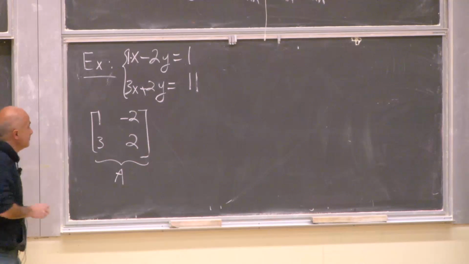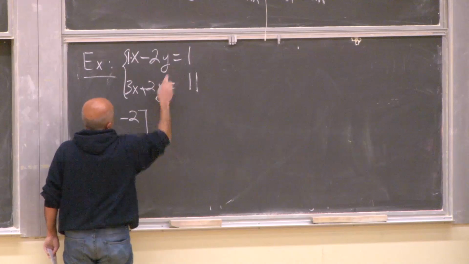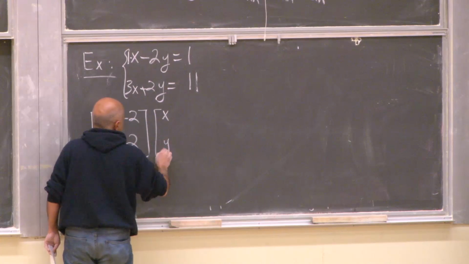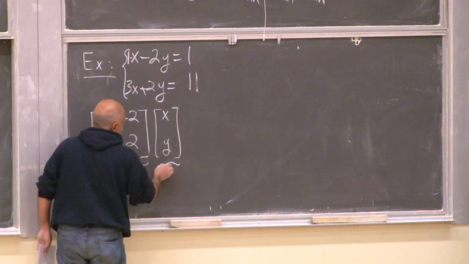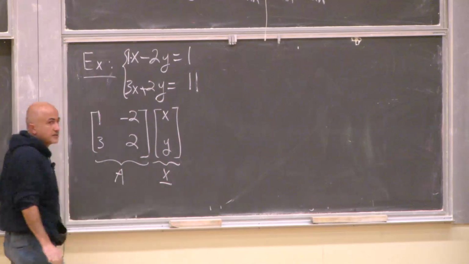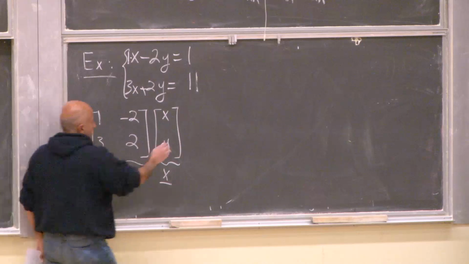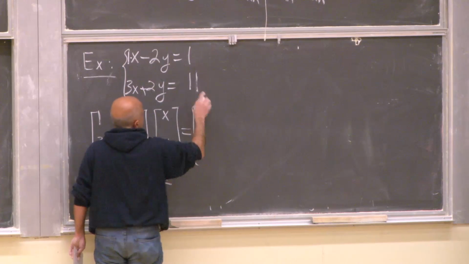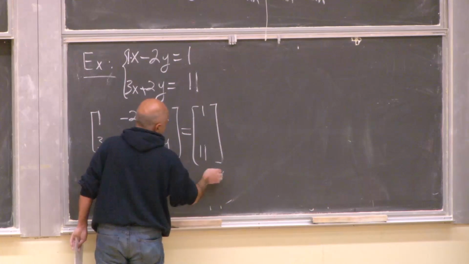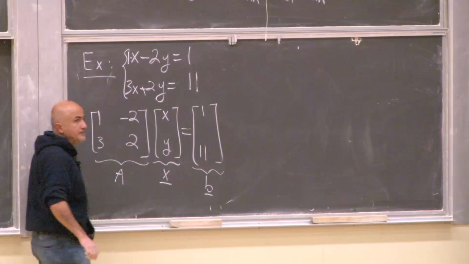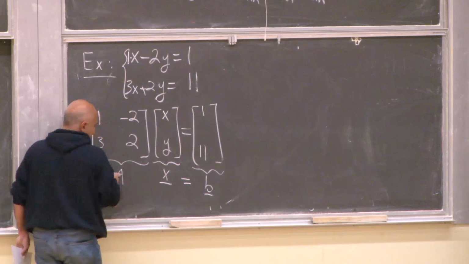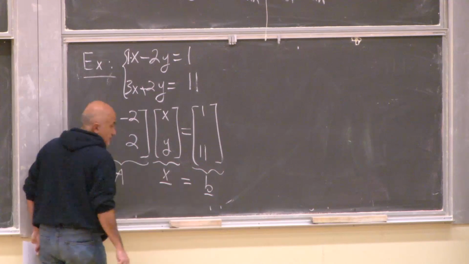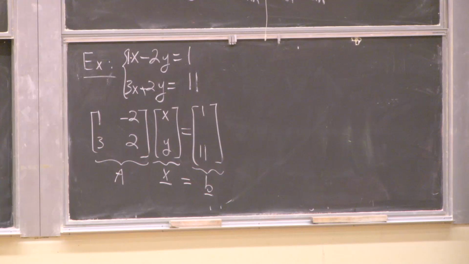This is my matrix A. My x and y are the unknowns, and I'm going to call this the vector x. And on the right-hand side, I have 1 and 11, and I'm going to call this the vector b. So this system of two equations and two unknowns is, when written in matrix vector form, Ax equals b. And this is an equation that you're going to see many, many times in the coming weeks.